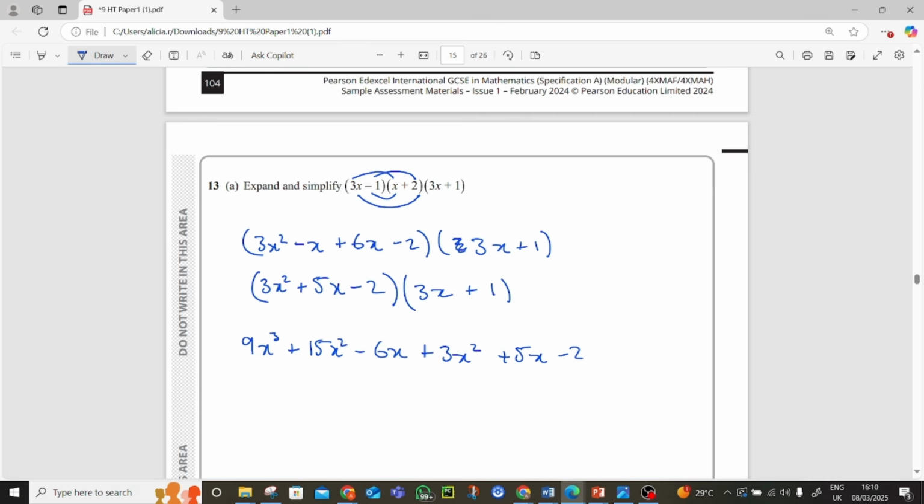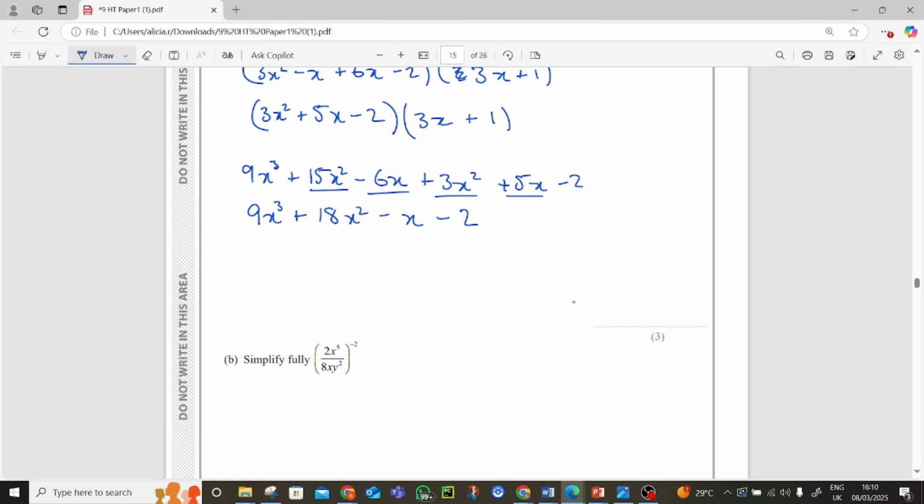Once you've done that, it's a case of collecting together any like terms. So we only have one x cubed, and that's the 9x cubed. I can't collect with anything. I've got two squareds. I've got 15x squared plus 3x squared, so that's plus 18x squared. Two numbers in x, minus 6 plus 5, which is going to be minus x. And then the minus 2, again, is just by itself. And so this is the final answer. Do we have a dotted line? Yes. 9x to the 3 plus 18x squared minus x minus 2.